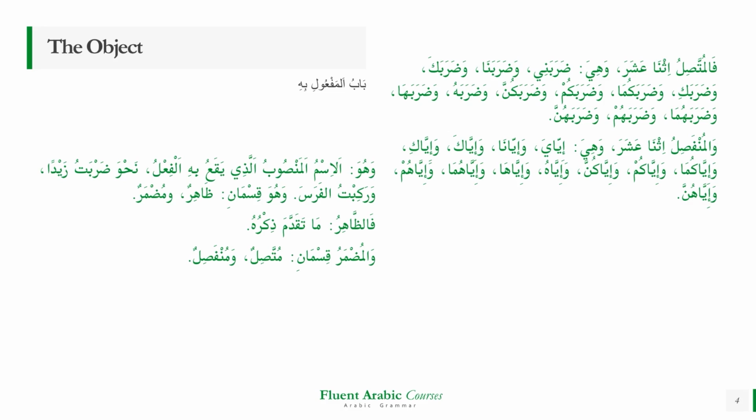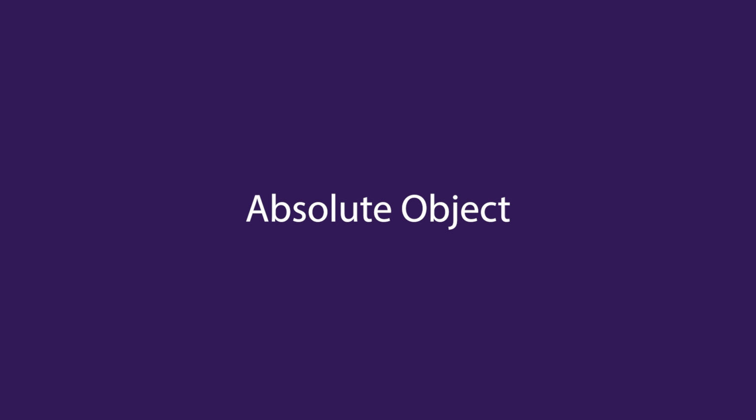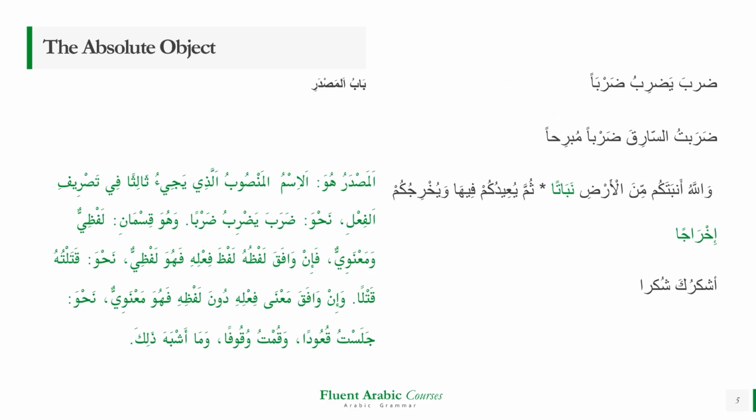So just remember that the object is always in the state of nasb, and it is the thing to which the fi'l or the action is being done to. Next we have the masdar or the absolute object.